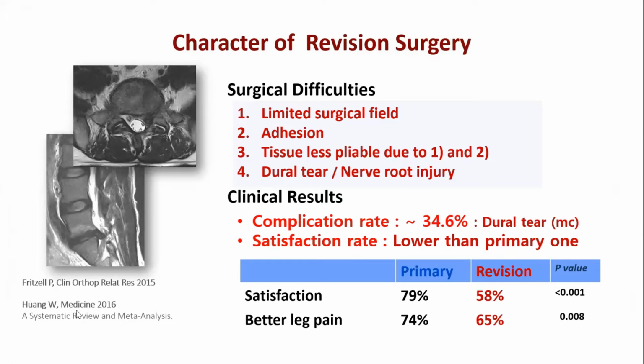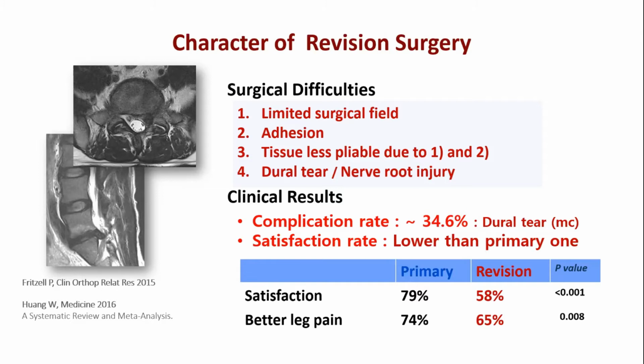Some of the surgical difficulties are the limited surgical field in a revision setting and significant adhesion due to the previous scarring of the surgery, especially in open surgery. And then the tissue, because of the limited surgical field and adhesion, is less pliable and difficult to retract, which also leads to a higher chance of a dural tear and nerve root injury.